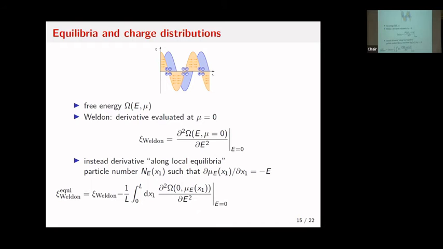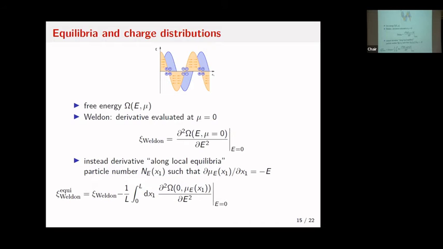The way that the Weldon approach works is that this derivative with respect to the electric field is evaluated at 0 chemical potential. I never spoke about the chemical potential. So far, it has been 0 actually. But we see that this is not really what happens. If we have an infinitesimal electric field, we will have an infinitesimal charge distribution. So keeping the chemical potential 0 is not really corresponding to this equilibrium definition.